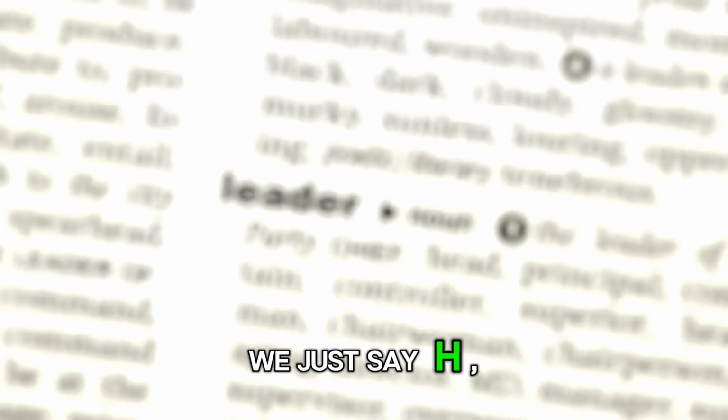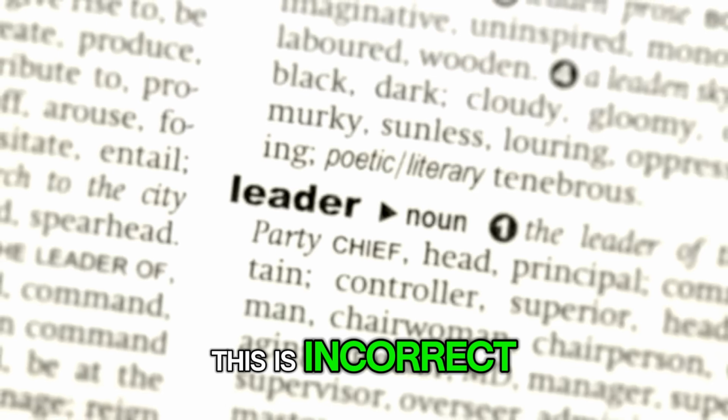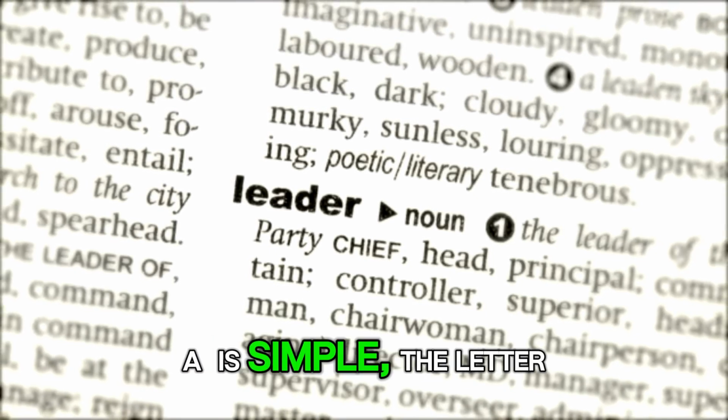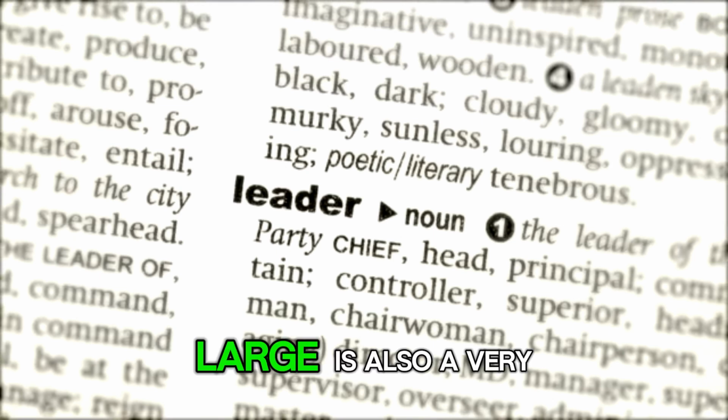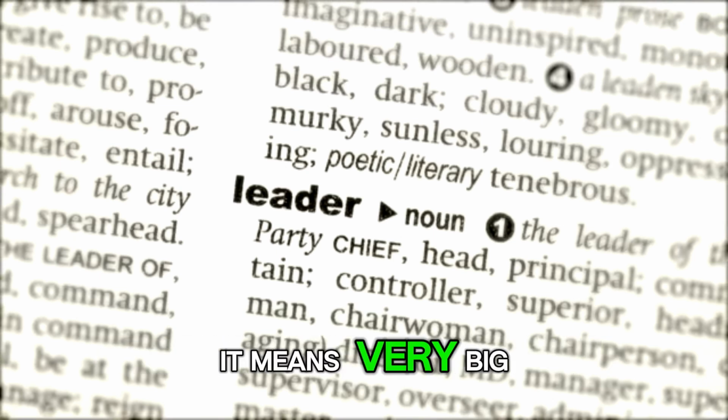Remember that when we pronounce have, we don't pronounce the V. We just say H, A, V. Be careful not to pronounce have. This is incorrect. Remember, have, no V sound. A is simple, the letter A. Large is also a very common adjective in English, and it means very big.